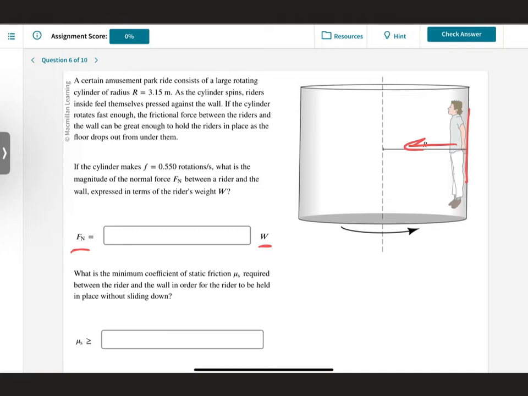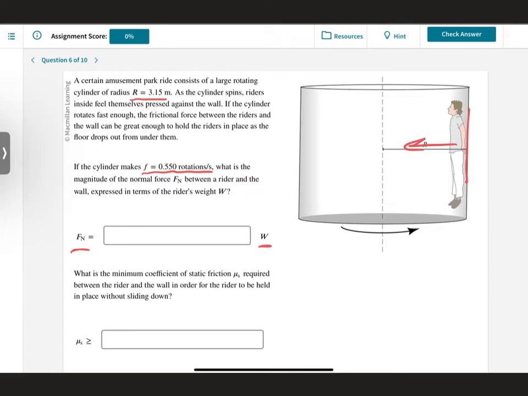First of all, let's read the problem, and then we'll go through it and figure out what needs done. We're on this amusement park ride. It's a big rotating cylinder that you're inside of, and you stick to the wall. The radius of the cylinder is given in the problem, and the frequency of rotation is given, the number of spins per second. For my number, it goes around a little more than half a rotation every single second.